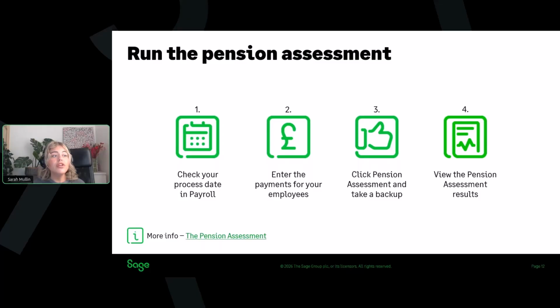And then finally, you will view the pension assessment results. The assessment will run, you'll see the results on one page, and it makes it really easy to review worker categories, contributions, and any changes that you come across. So that is the sequence that you really want to be following when you're running the assessment. But at this point, I do want to dive straight into the demo and see how this all works in practice.